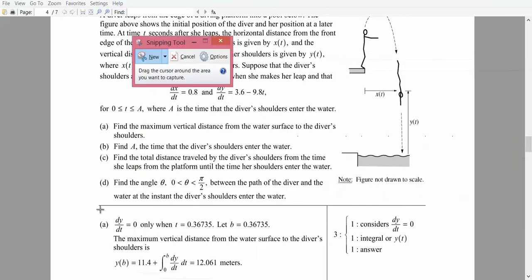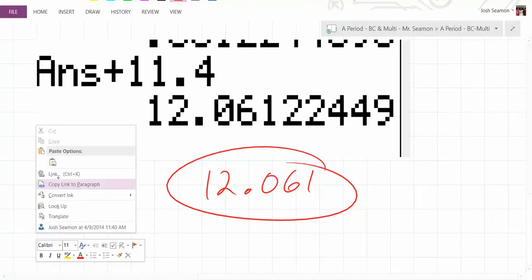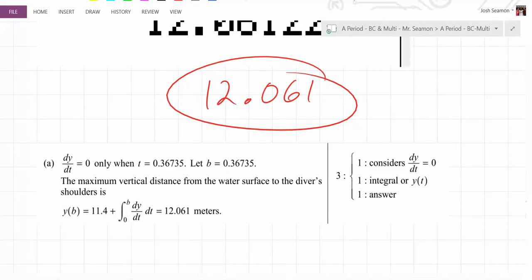So how did we do if we were to grade this? This is 3 points right here. How did we do? I think we did pretty well. So you get 1 point for finding the time, right? Then you have to integrate, and then you get 1 point for the answer. This is 3 points. This is 1/3 of the entire question.